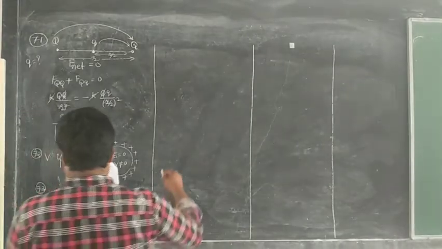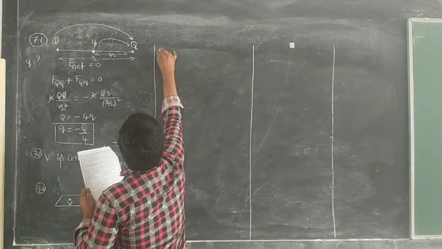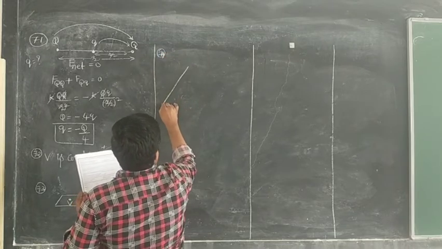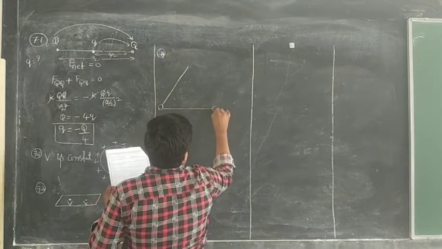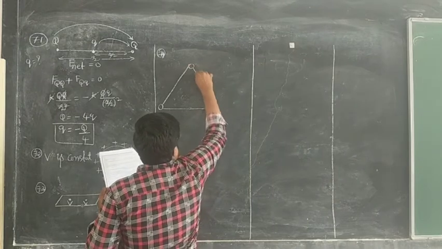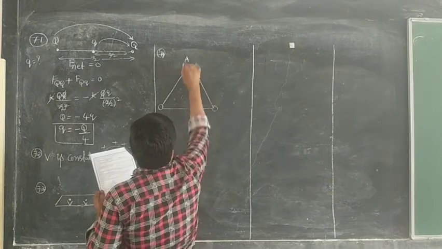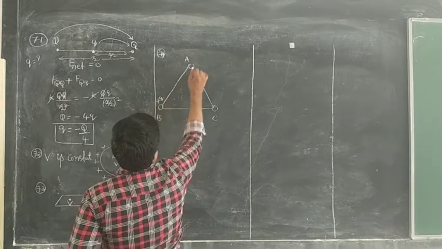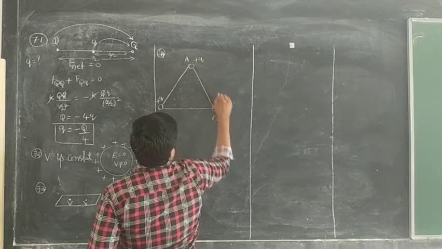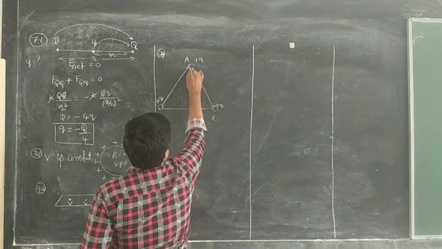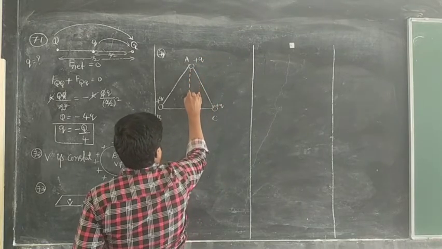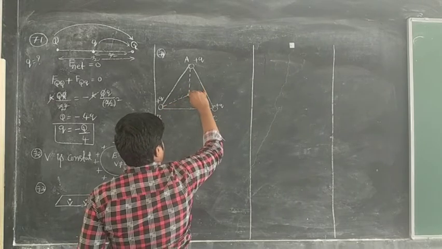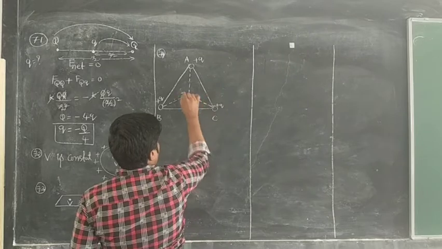Next, problem number 74, a very, very important one. Here is an equilateral triangle with points A, B, C. Here the charge is plus Q, here the charge is plus Q, and here the charge is plus Q. Now the centroid of the equilateral triangle, here I am going to take like this. This is the centroid. Centroid means this is the center point.